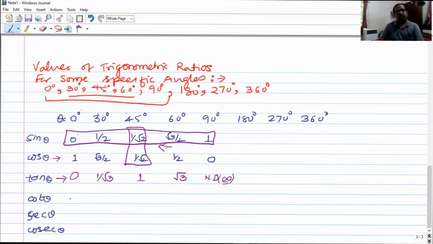So what about cot theta, students? Cot theta is the reciprocal of tan theta, right? So take the reciprocals again of the values of tan theta we have. Reciprocal of 0 means 1 by 0, which is not defined. Here also I can write it as not defined. Reciprocal of 1 by root 3 will be root 3. Reciprocal of 1 will be 1. Reciprocal of root 3 is again 1 by root 3. And what is the reciprocal of infinity? Reciprocal of infinity will be 0.